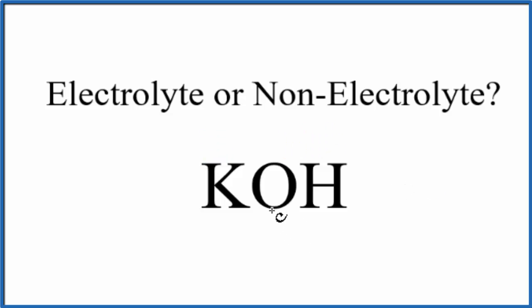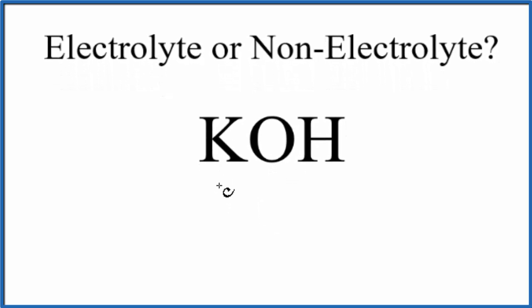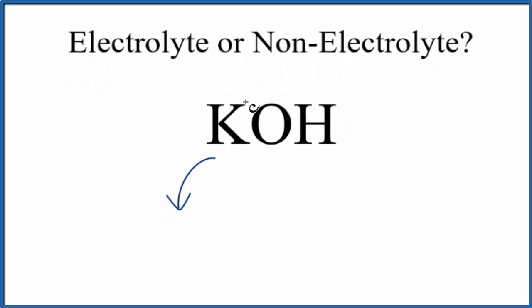If you know your solubility rules, compounds that have potassium in them are very soluble. So this is going to be soluble. It'll dissolve when we put it in water. When it does that, we'll have potassium, and potassium on the periodic table is in group 1, so it'll have a 1 plus ionic charge.